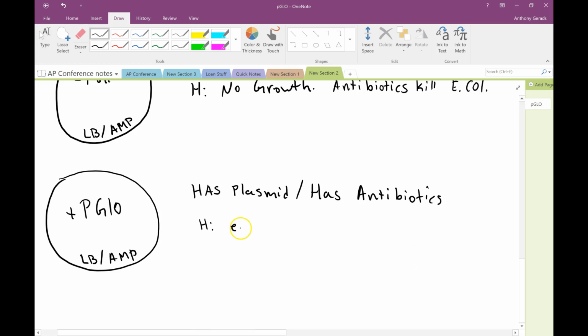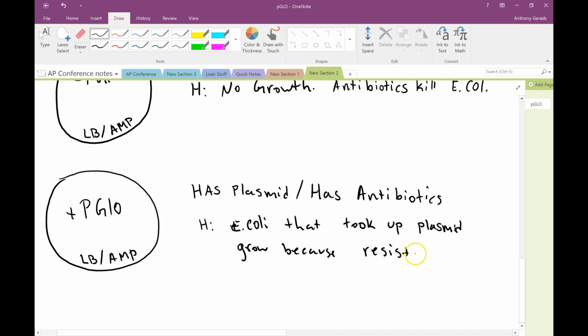So we're going to say E. coli that took up plasmid grow because resistant to ampicillin.